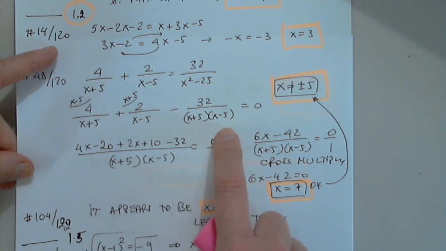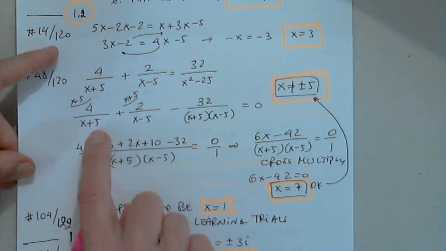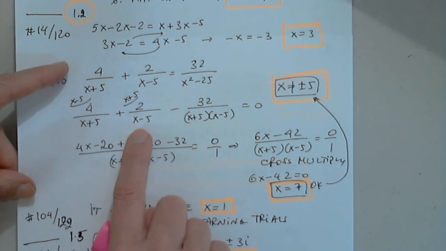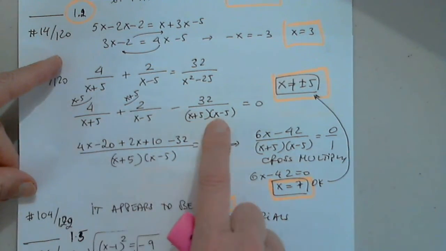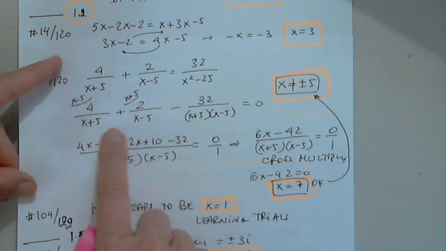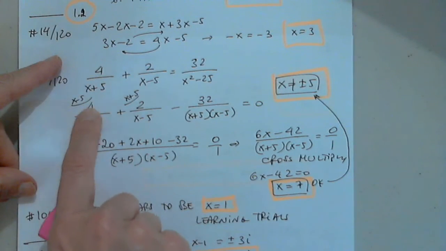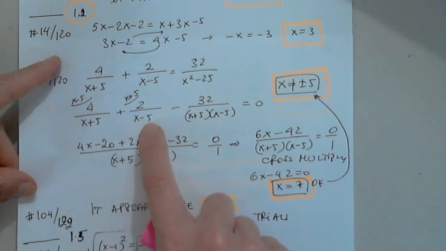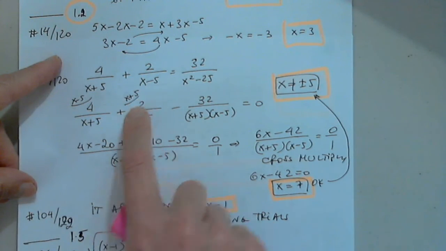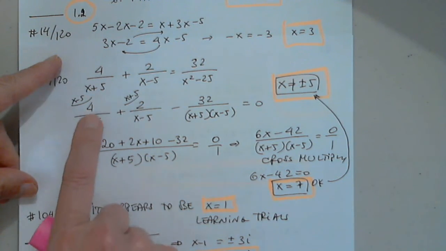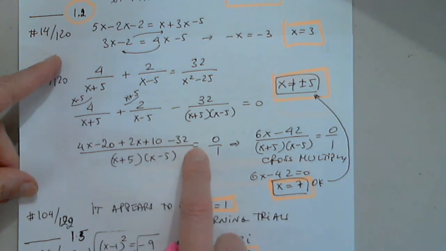Here I find the least common denominator. Don't forget to write these restrictions, mandatory. x cannot be -5, x cannot be 5. So, of course, like before, the least common denominator is the product of these two factors, and x plus 5 was multiplied by x minus 5. So the numerator has to also be multiplied by x minus 5, and the same thing, the opposite here. It has x minus 5, it doesn't have x plus 5. So 4 times x, 4x, -20, plus 2x, plus 10, minus 32.